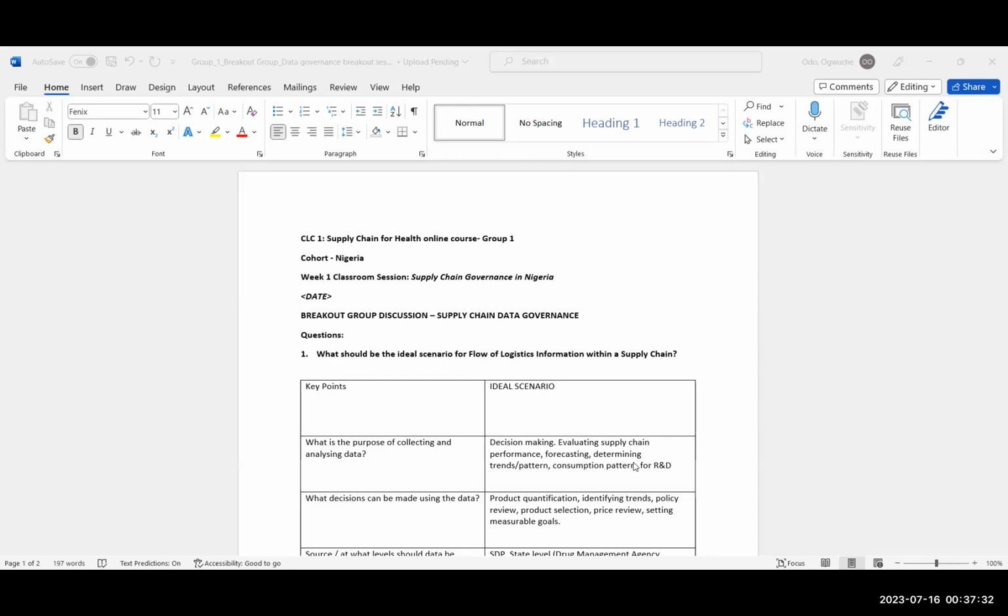The first one talked about the purpose of collecting and analyzing data. And we said the data, supply chain data in this instance, is used for decision making. You can use it to evaluate the supply chain performance. You can also use it for forecasting and for determining trends, that is, you can identify trends with regards to consumption pattern, and then you can also use it for R&D.